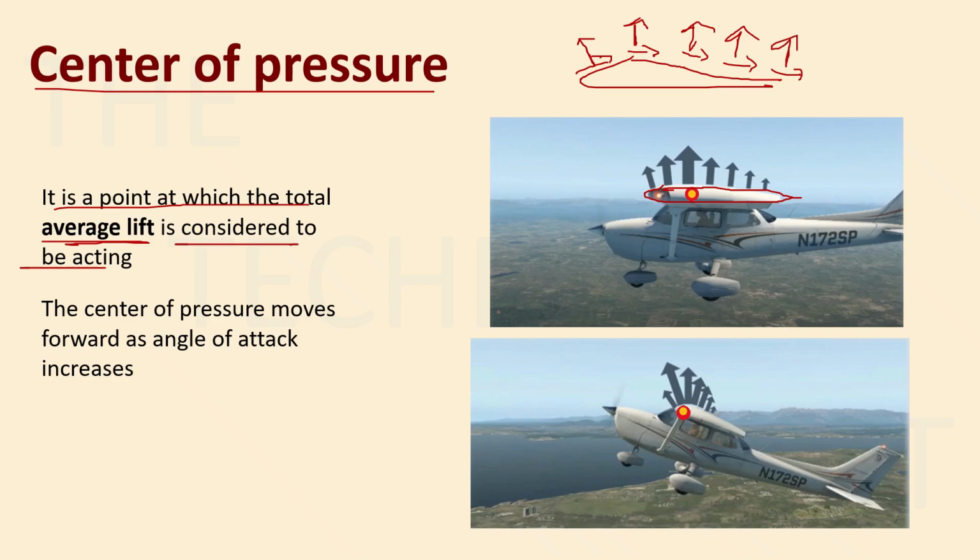So what we do, just for studying purposes, is we combine all of the lifts and find out the average lift. Then we call the point where this average lift is acting the center of pressure, right? The center of pressure moves forward as the angle of attack increases. You don't have to go into detail of why it happens now, because this is a part of principles of flight. But the center of pressure moves forward as you increase the angle of attack, because the total average lift will be moving forward, right? So this is the center of pressure.